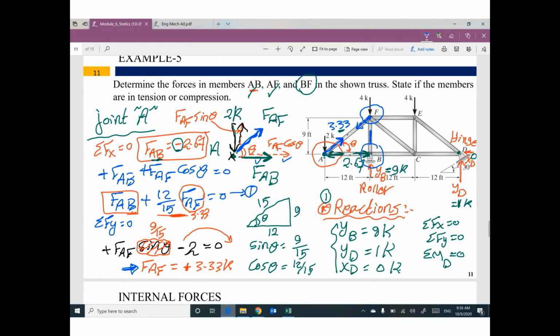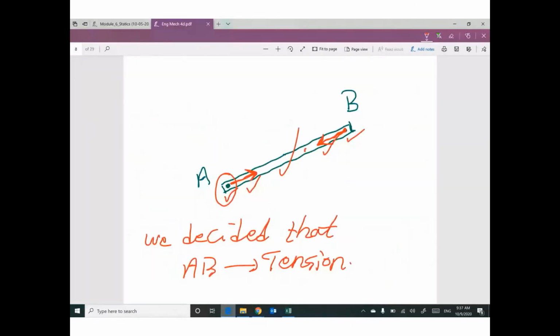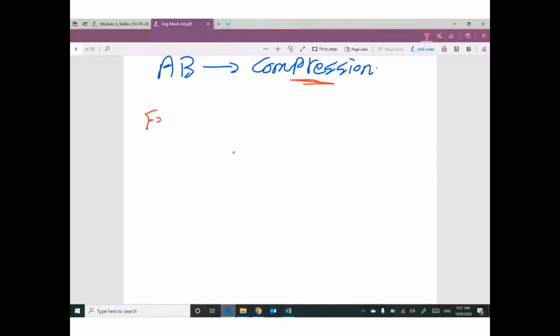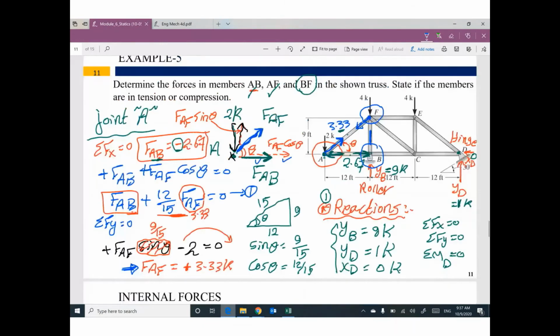How many members do you have? 1, 2, 3, and one reaction. But here we have 1, 2, 3, 4, and a reaction. So joint F is crowded. I'm going to use joint B to be easier. So for joint B, please put joint B here and try to list everything that intersects at joint B. Everything. The first one, we have a vertical reaction here. How much? 9.